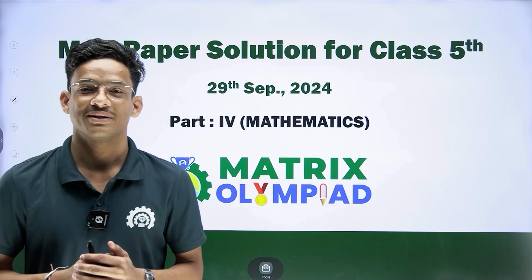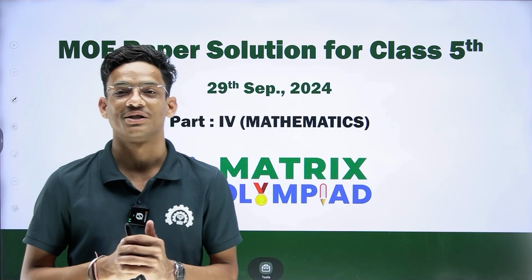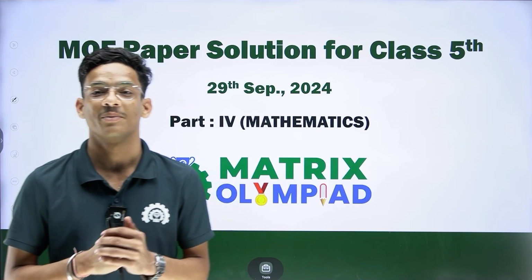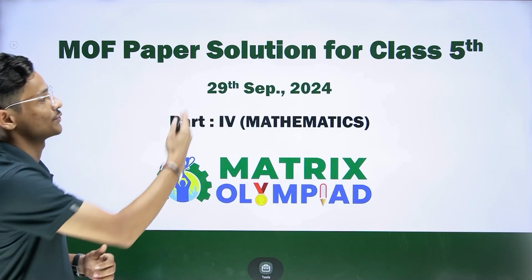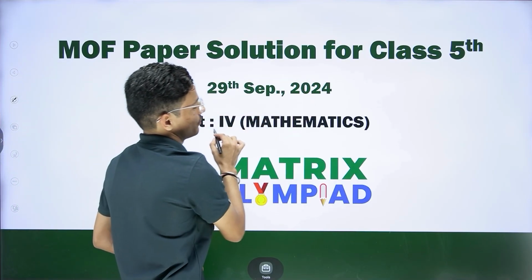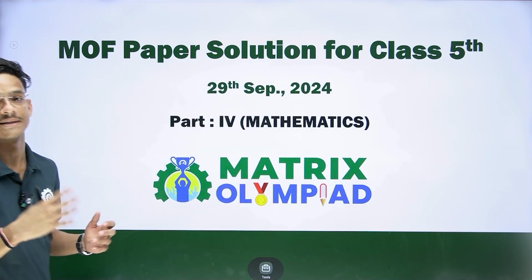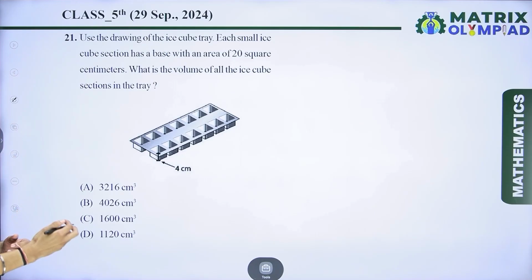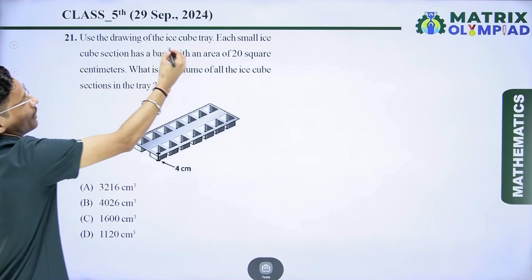Hello students, welcome to the 2024 edition of Matrix Olympiad. Today I am here to discuss the MOF solution of class 5th part 4 mathematics. So let's start. The first question is: use the drawing of the ice cube tray.